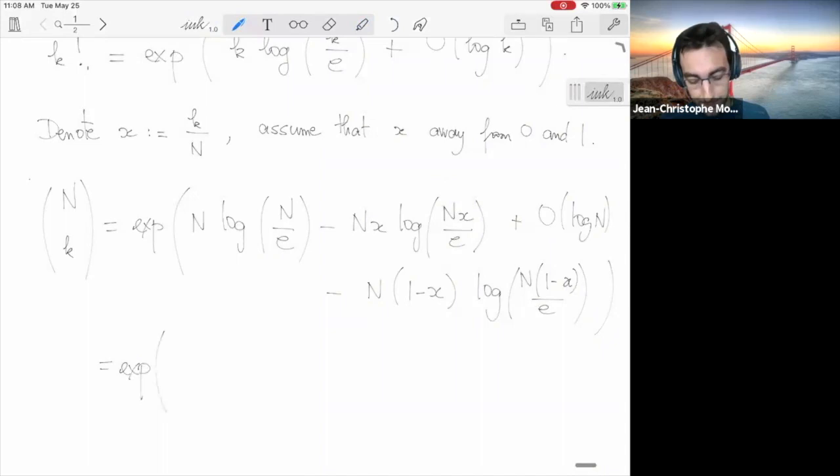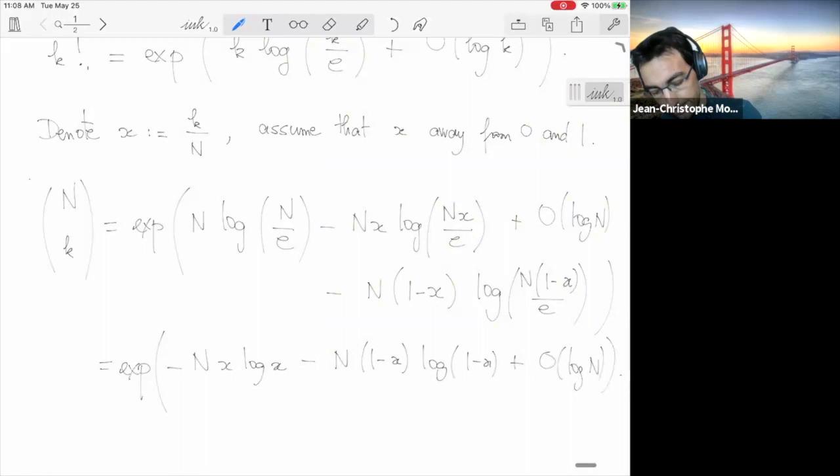And similarly, the 1 over e guys, they will also disappear for the same reason. Okay, so what I end up with is minus n x log x minus n (1 minus x) log (1 minus x). And then still my error with the O of log n. So far, so good.